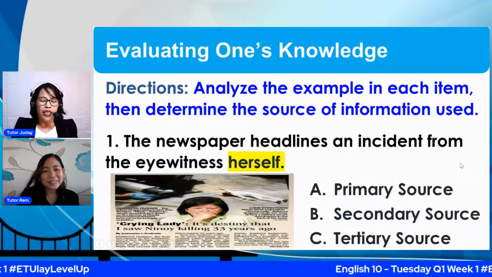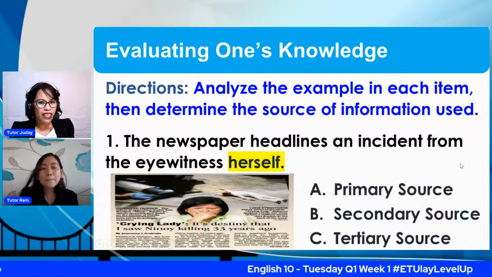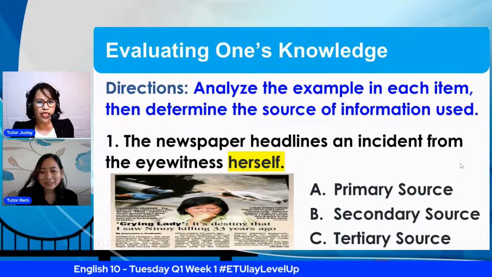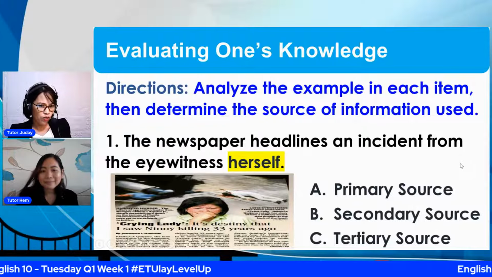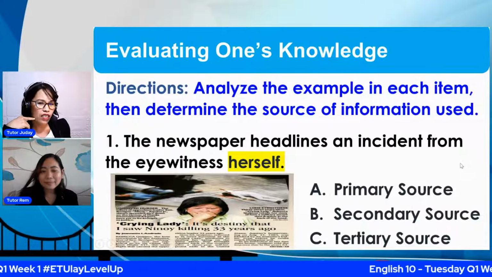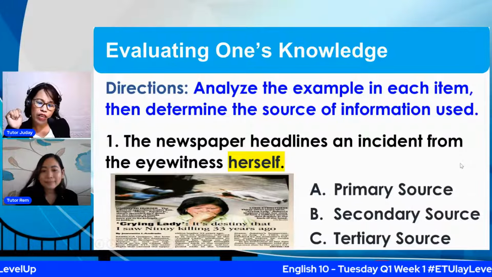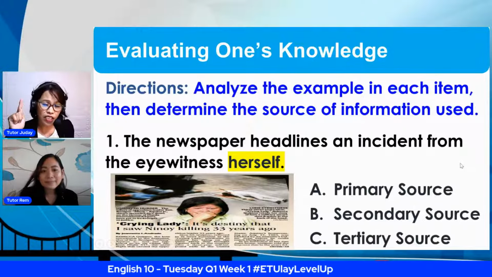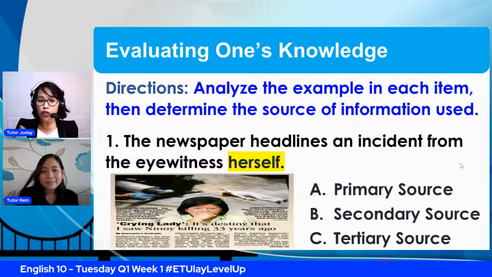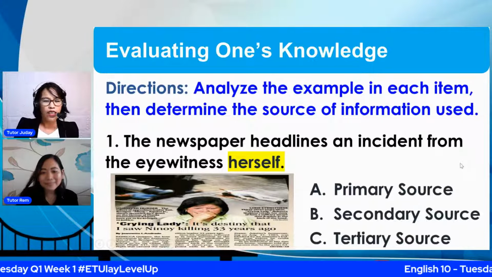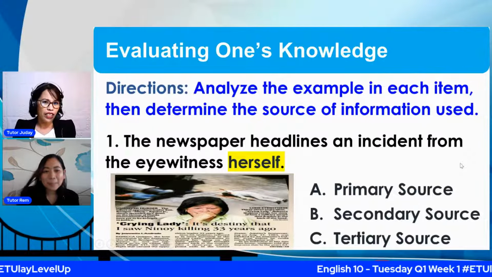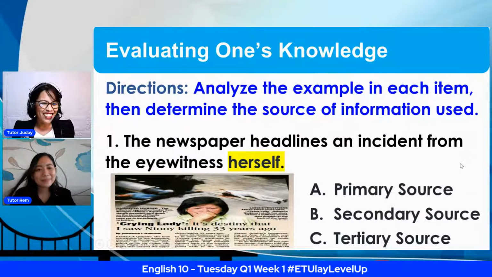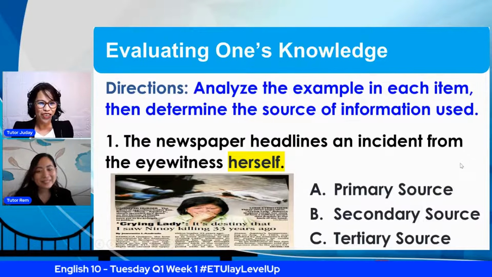Number 1, this is a newspaper headline. And in this headline, it features an incident from the eyewitness. What do you think? Is this an example of a primary source for letter A, or B, a secondary source, or C, a tertiary source? Let's give them time to think. Let's try to analyze. Remember, a newspaper could be a primary or secondary source, as we have discussed, right?